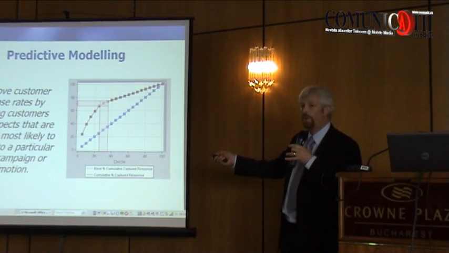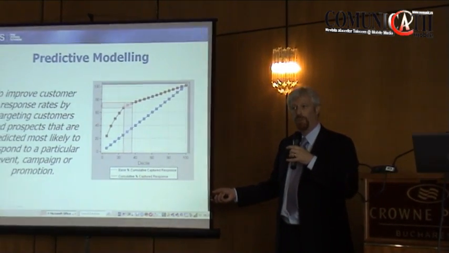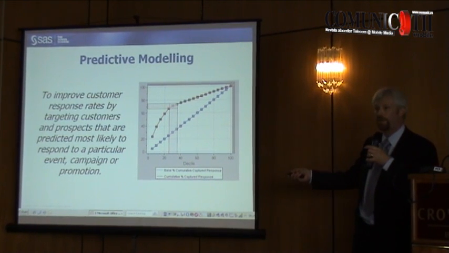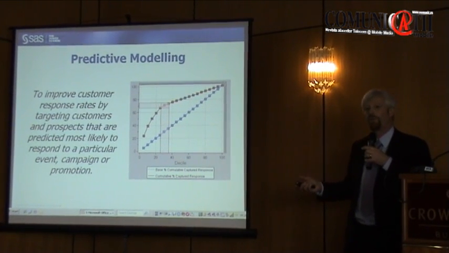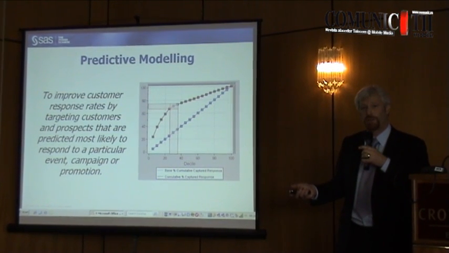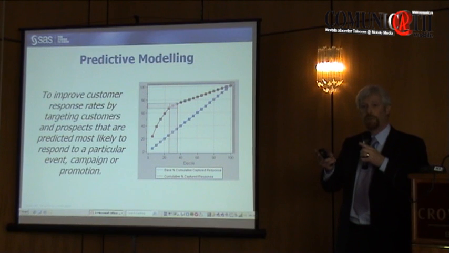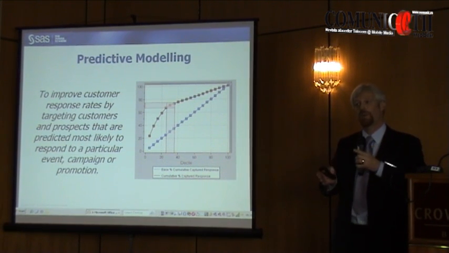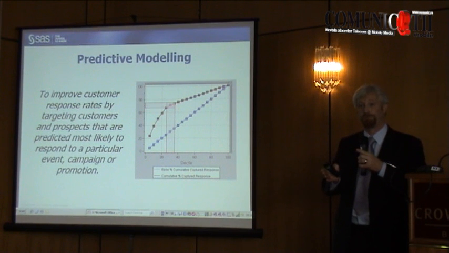Which to some people says, well, I'm missing out on people. But in reality, what happens is, you target 40%, and it's often a 40-80 split this way. You target 40% of all the people that you could do, and get 80% of all the responses you could get, you've just saved 60% of your money.